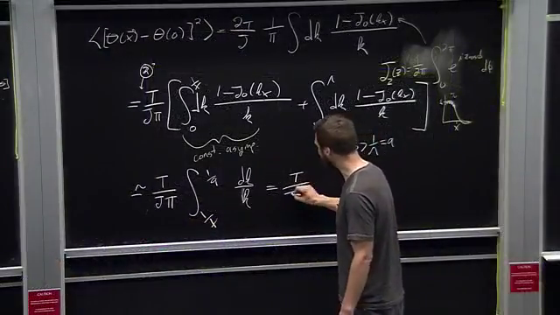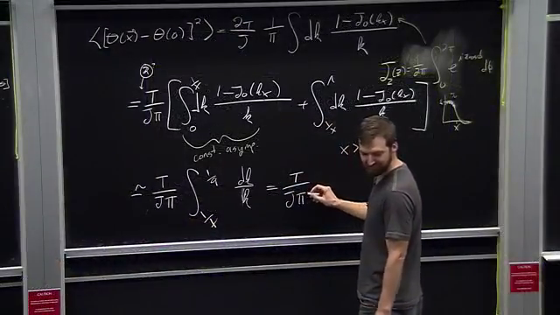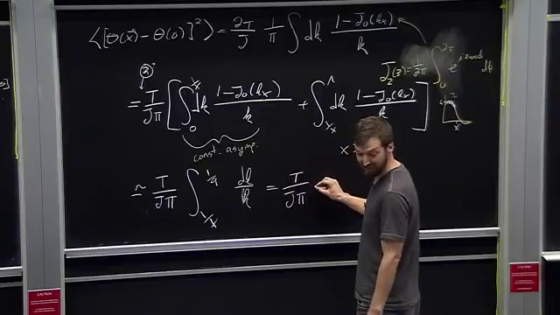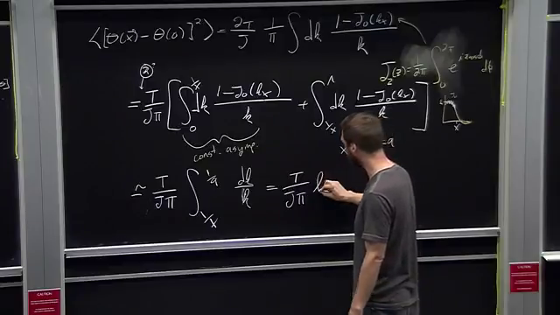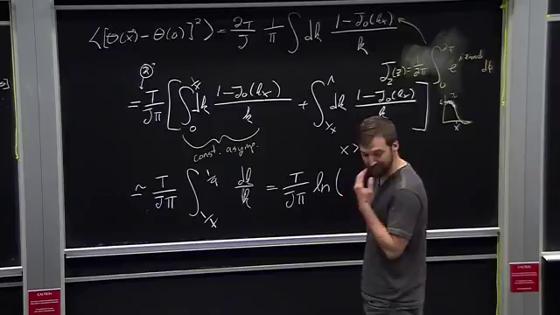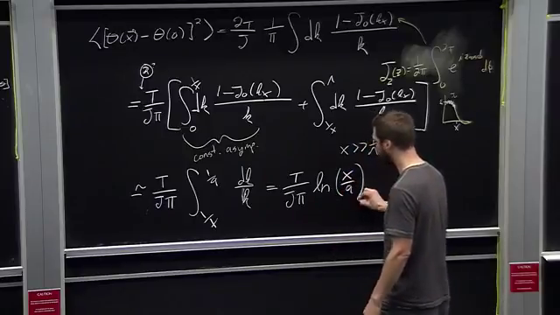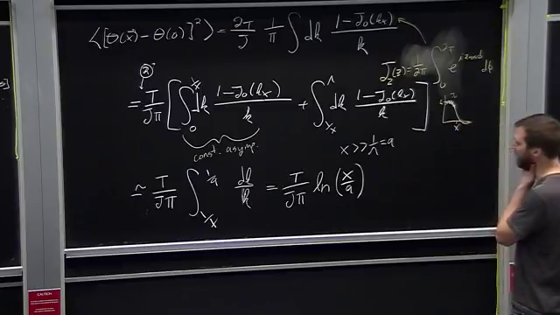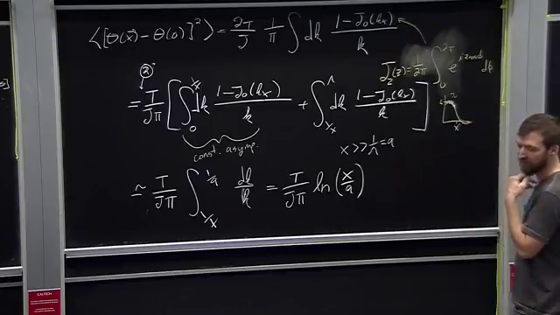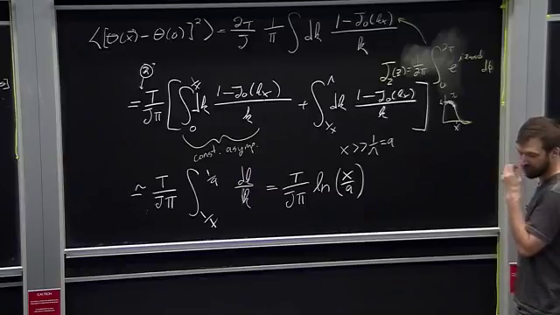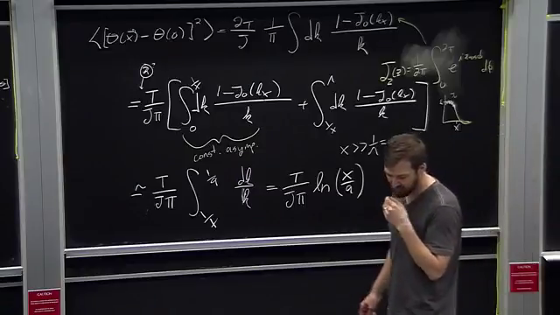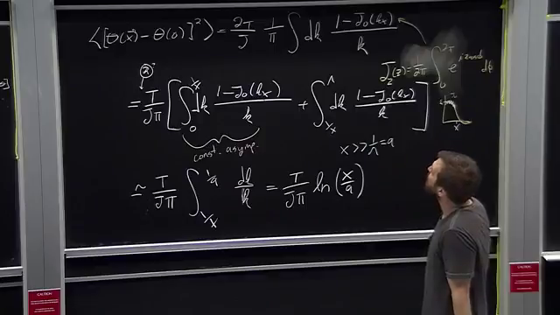I'm sure it's possible to do properly. So now I have log. I just got to get the sign of this correct. So it's got to be log of x over a. It's got to be that. T over j pi log x over a. Okay, I have a.